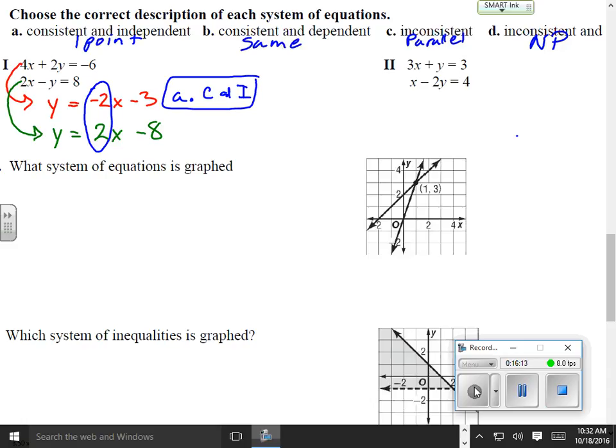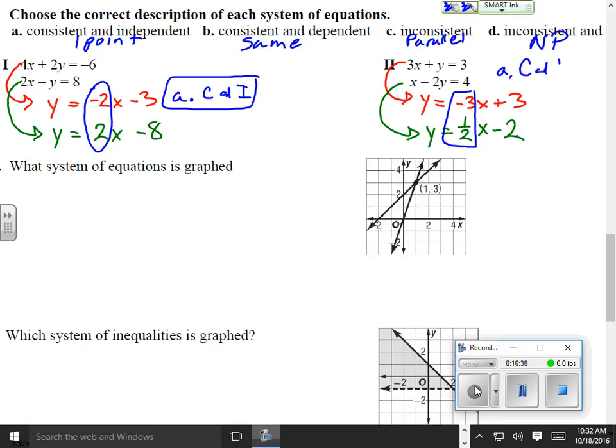Part 2, when writing the lines in slope-intercept form, you get negative 3x plus 3 and 1/2 x minus 2. And again, since the slopes are not the same, different slopes, then it's going to intersect at only one point. So again, it's going to be A, consistent and independent.